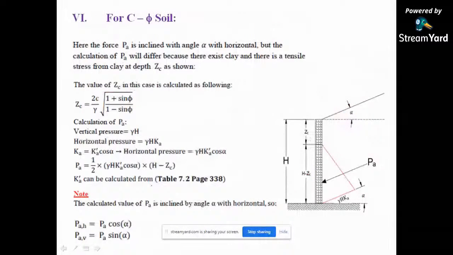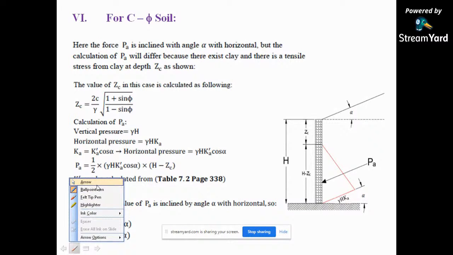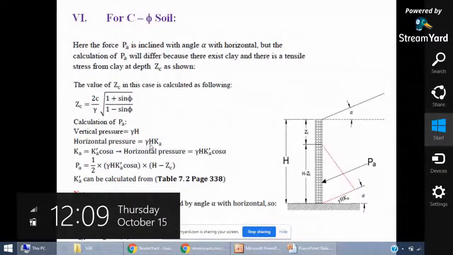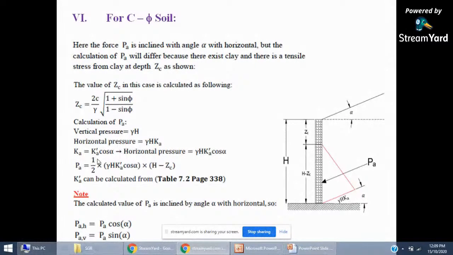Next condition is for C phi soil, when your soil is cohesive as well as non-cohesive soil. Then what happens? Sometimes PA is acting at different condition. There is no h by 3 here now. You can see this diagram, this red line, ये अगर आप रेड लाइन देख रहे होंगे तो this is how your distribution diagram is made, and gamma h Ka is your intensity at the base which is making angle alpha corresponding to this angle. Okay, so vertical pressure कितना है आपका, gamma into h, और horizontal pressure कितना है आपका, gamma h into Ka. So how you will calculate Ka dash cos alpha.